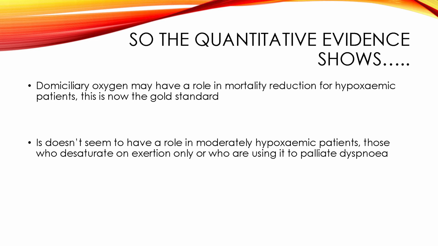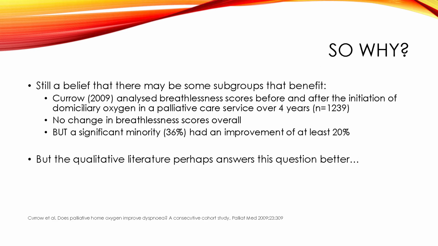So the quantitative evidence shows that home oxygen may have a role in mortality reduction for patients who are hypoxemic, and this is now the gold standard. It doesn't seem to have a role in moderately hypoxemic patients, those who desaturate on exertion only, or who are using it to palliate breathlessness. So why? Why do we still prescribe oxygen therapy?